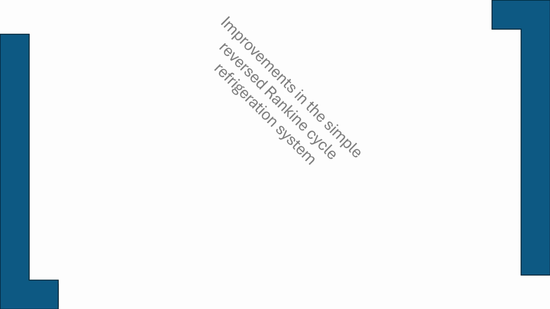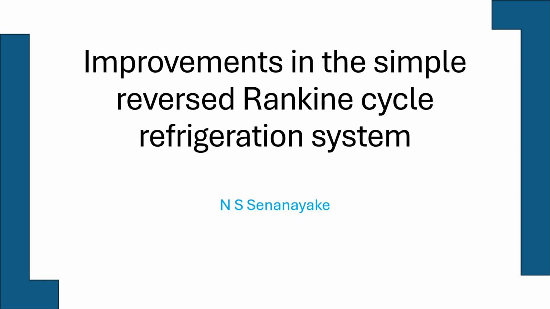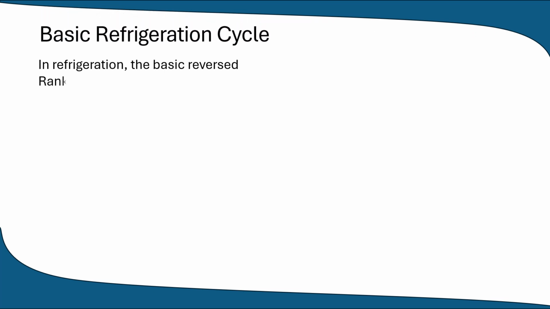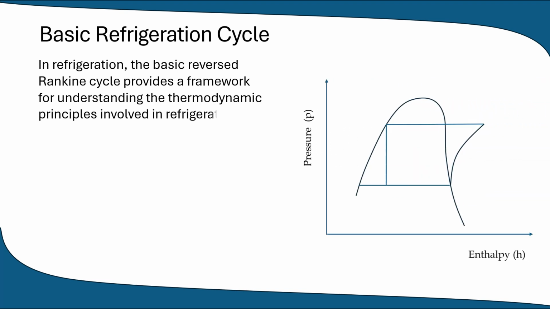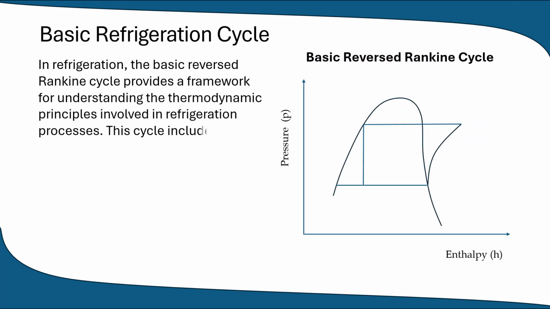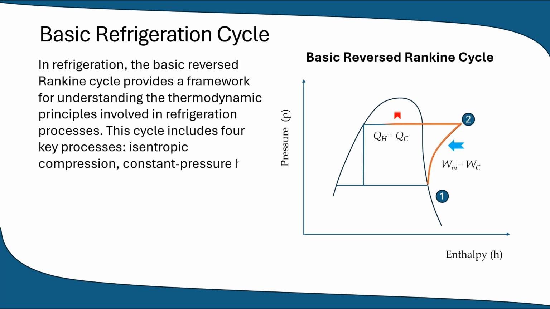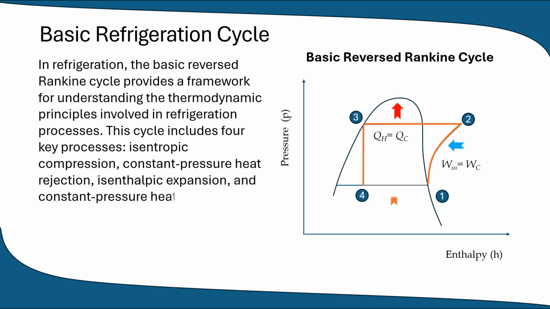This video explores the improvements to the simple saturation refrigeration cycle. In refrigeration, the basic reversed Rankine cycle provides a framework for understanding the thermodynamic principles involved in refrigeration processes. This cycle includes four key processes: isentropic compression, constant pressure heat rejection, isenthalpic expansion, and constant pressure heat absorption.